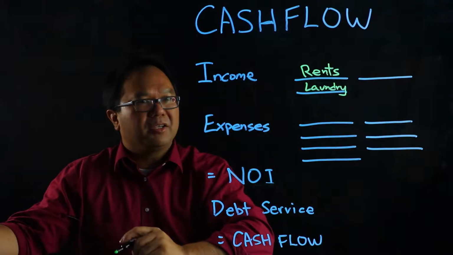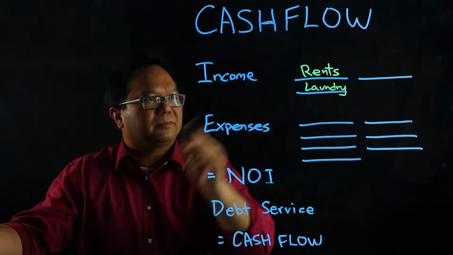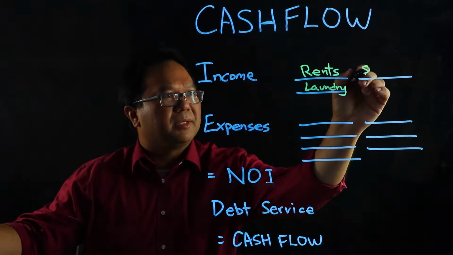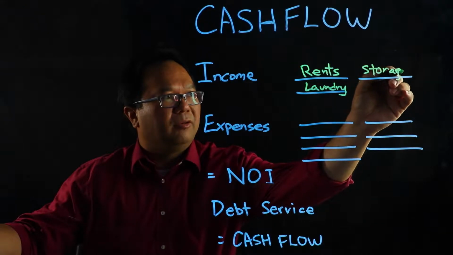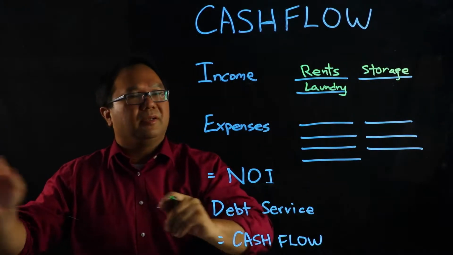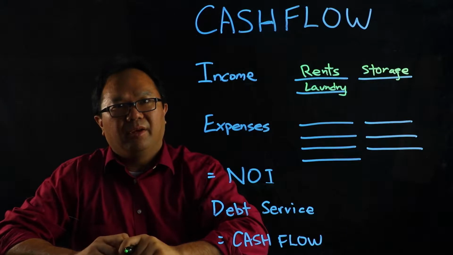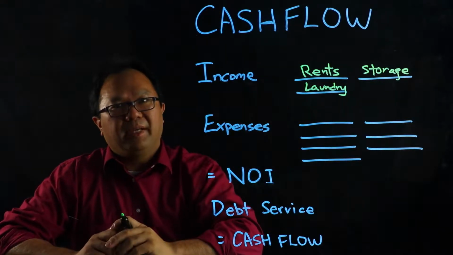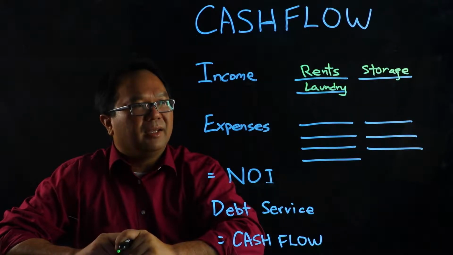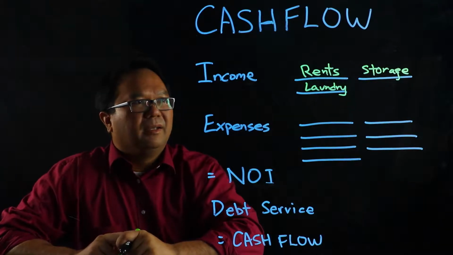We also want to look at any laundry income that they may have. They might have a couple washing machines there and dryers. We also want to look at storage. Sometimes the current owner has a storage shed or a locker or a garage they use, and they actually charge their renters for that. So you want to know all those incomes that the current owner has in place.